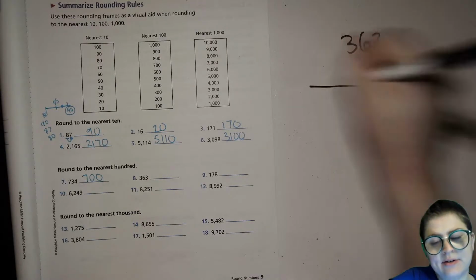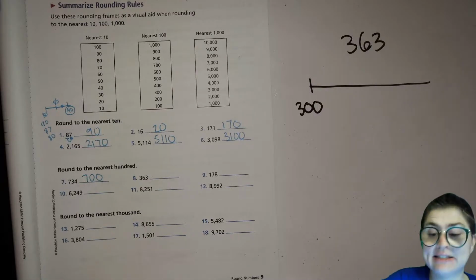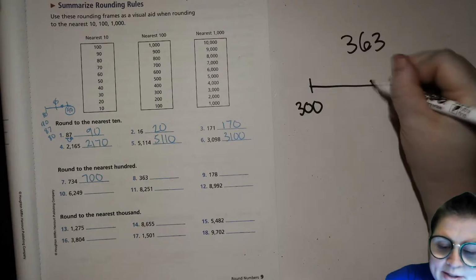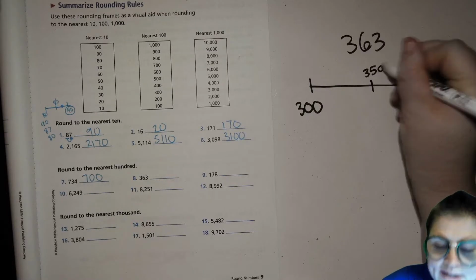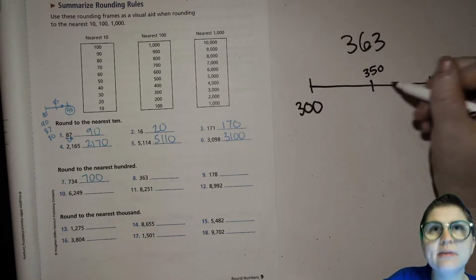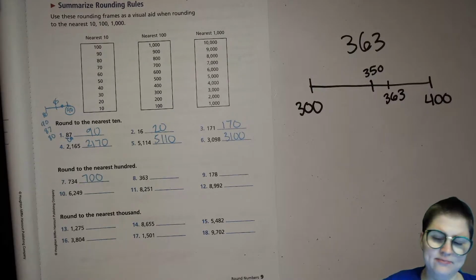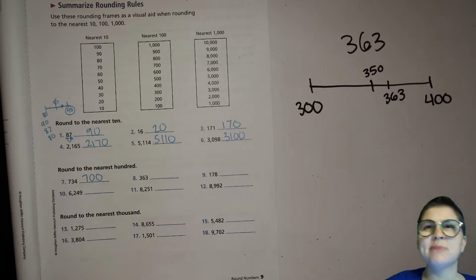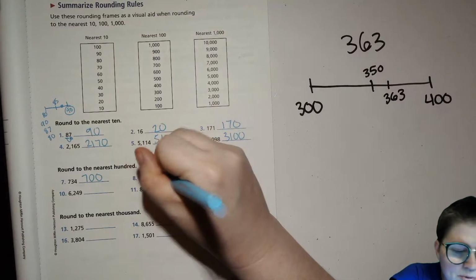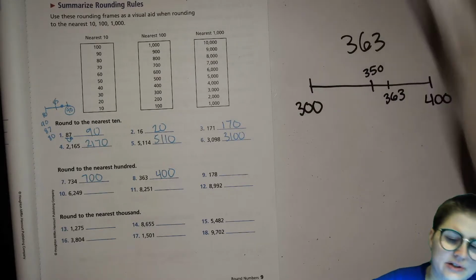363. What 100 is it currently at? 300. What's the next biggest 100? 400. Halfway in between, 350. Where would 363 be? Right about here, right? Ish. We're using this as a way to conceptualize this. So that would be closer to the 400, right? Okay.